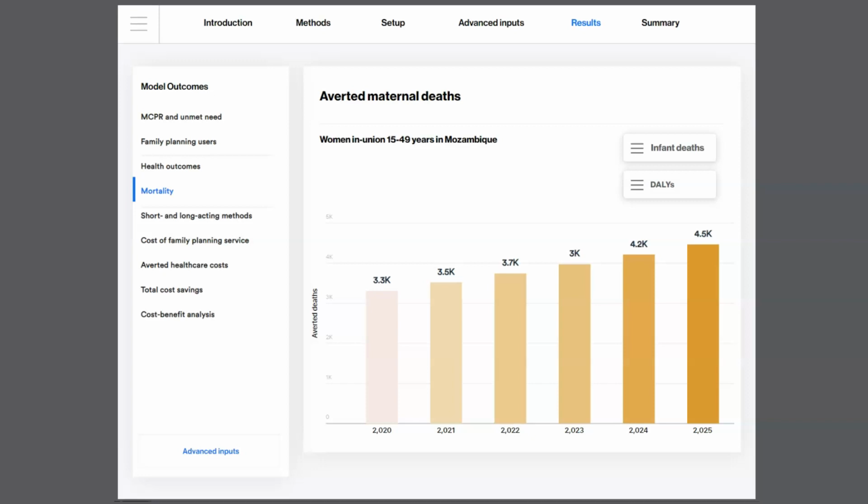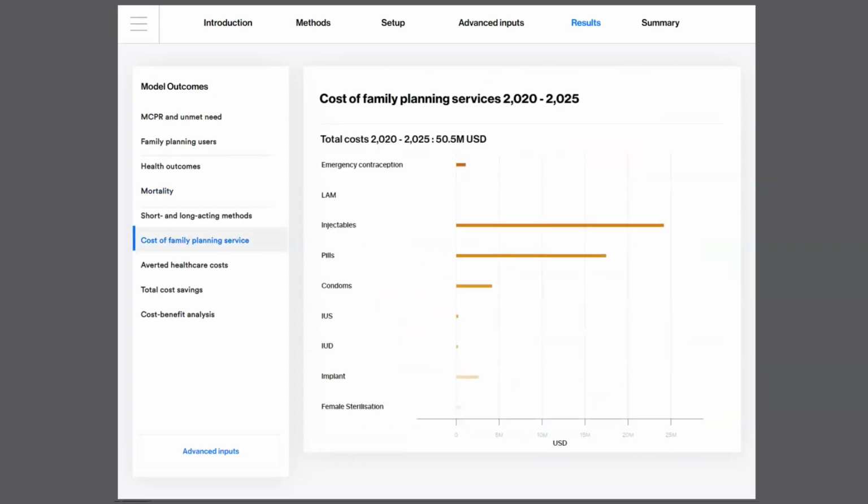Then there are two sides of the story. You have the investment needed, and you have the cost savings caused by the contraceptive use. First we look at the cost of family planning services. This shows that in these 5 years, one would need $50 million investment. This shows where the money would be spent. It's mainly injectables and pills, some condoms. So this is not just the devices or the pills.